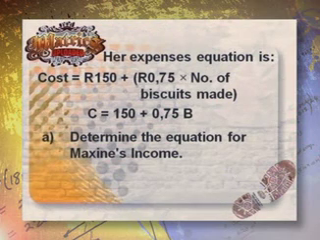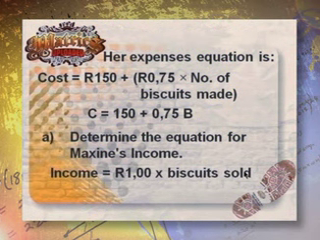Now, what's the first question going to be? Determine the equation for Maxine's income. Well, very easy. She sells each biscuit for 1 Rand, so it's 1 Rand times the number of biscuits sold, which we could abbreviate and say I is equal to 1B. Now we've got the expenses equation, her costs, and her income.